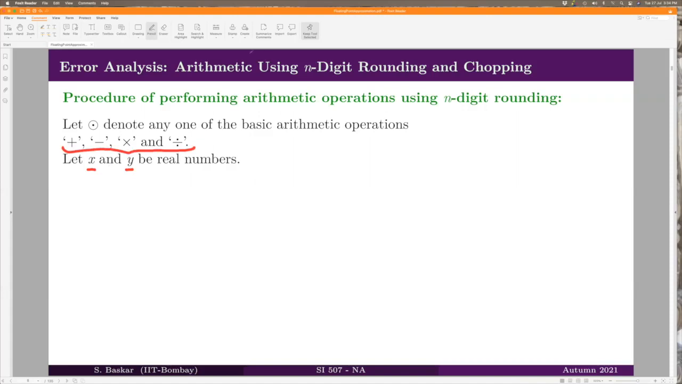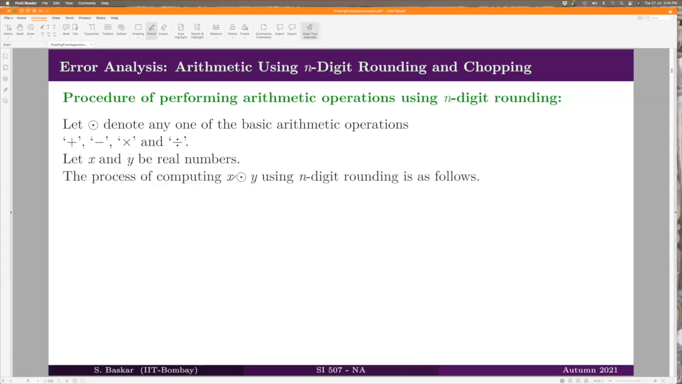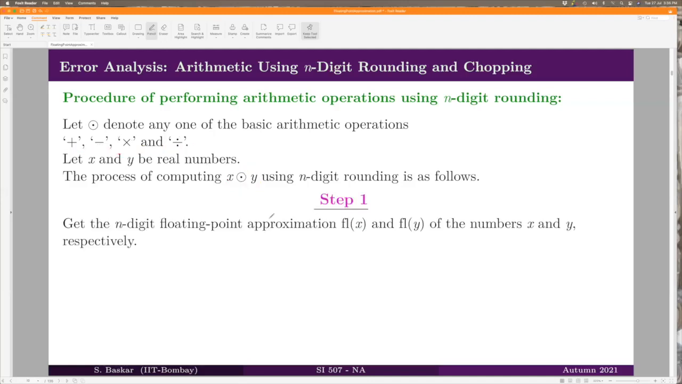Let us just take one operation and understand how a computer does that operation. So let us assume that we want to do this arithmetic operation where this circle dot is one of these four operations. It can be either the plus, in which case it is x plus y, or it can be the minus or product or division. The first step is to get the n digit floating point approximation of the value x and value y.